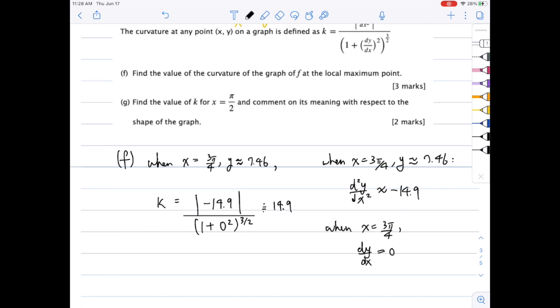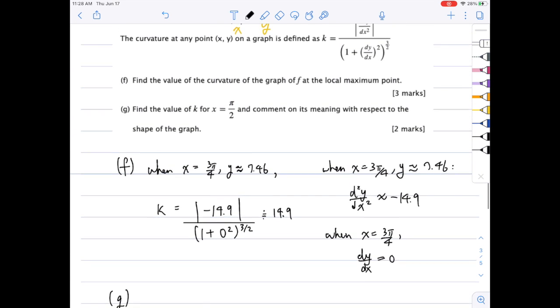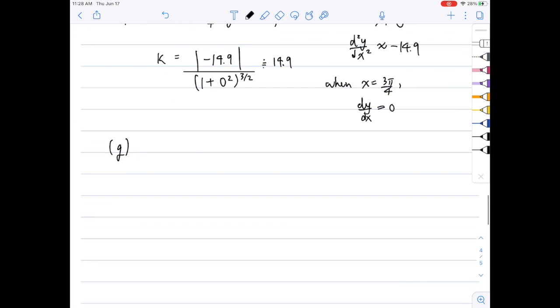14.9. Now for part G, it's kind of similar, but they're saying find the value of the curvature at x equals pi over 2, but also comment on its meaning with respect to the shape of the graph. For part G, I'm going to first jot down what the values are. When x is equal to pi over 2, what I want to know is what dy by dx is, and also what d squared y dx squared is.